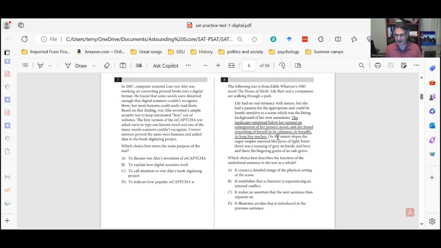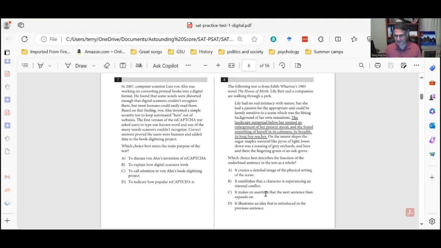Look at B, it establishes that a character is experiencing an internal conflict. Don't see anything about an internal conflict. It just mentions her mood, basically, and its calmness as a reflection of her mood. It doesn't sound like there's an internal conflict going on. There could be one, but that's not the function of this particular sentence.